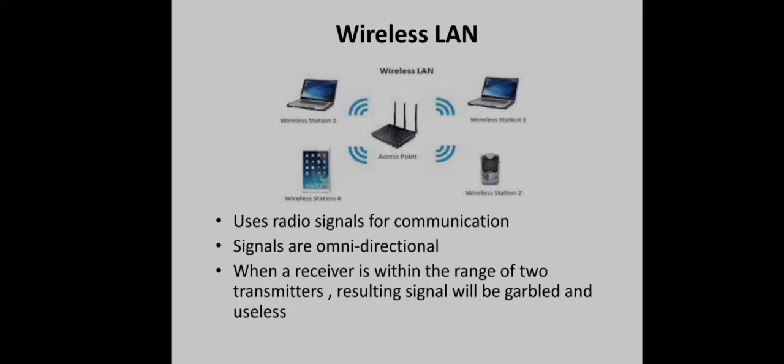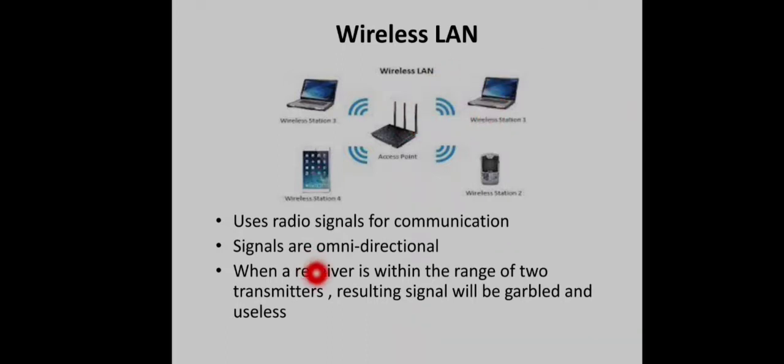So can we use CSMA here? That's the question. We can't use CSMA as such in the case of wireless LAN, mainly because the signals are omnidirectional. You can see a wireless access point here, and the signal from this access point reaches all four nodes placed around it. If a particular receiver is within the range of two different transmitters, suppose here we also have another access point, the signals from these two may interfere.